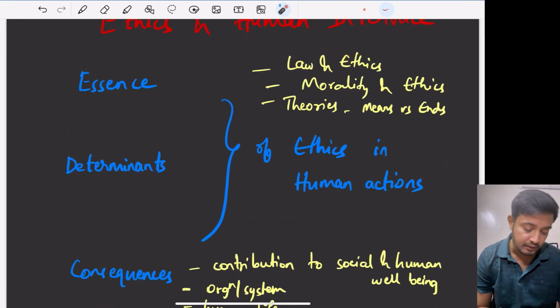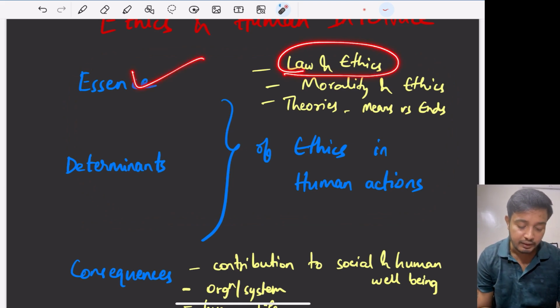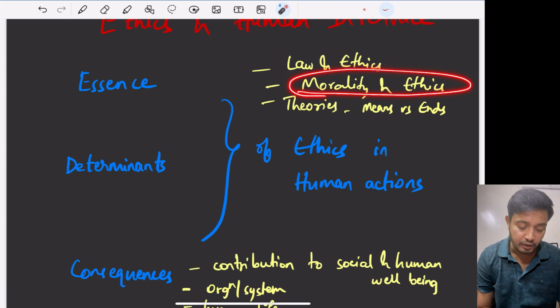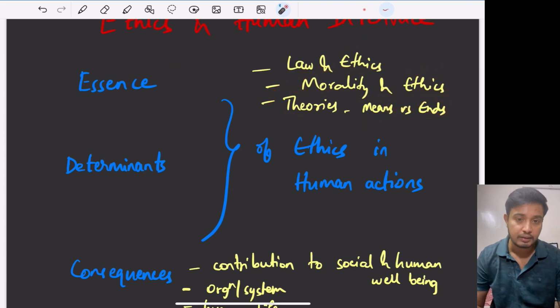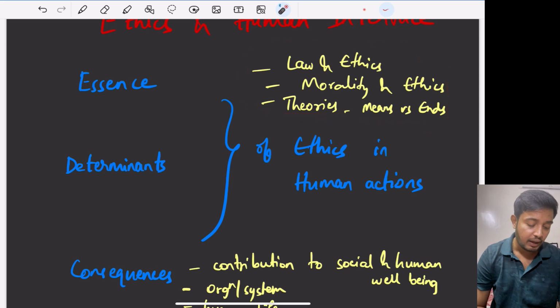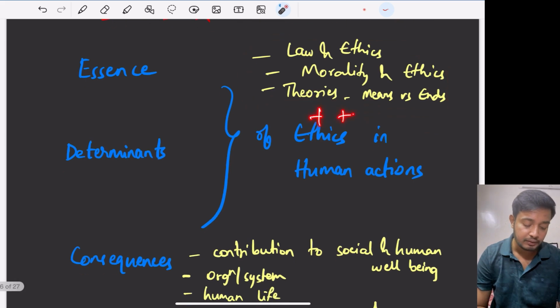As I've condensed, most of the questions from the essence part are based on law and ethics, either morality and ethics, and based on theories, especially means versus ends. There are other theories also, but this one is the most UPSC favorite topic. So these three things and a few topics plus, we can go one step further and cover.